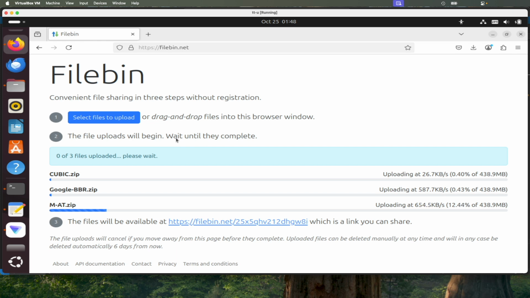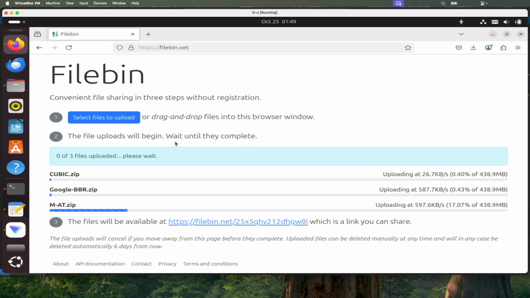So now the rate of our technology is about 650 kbyte per second, and already over 13% has been uploaded, while Google BBR is still saying 587.7 kbyte per second, but it will definitely decrease, as whenever it's still like that, it means it's going to decrease dramatically. And Cubic decreased to 26.7 kbyte per second, and 0.40% has been uploaded.